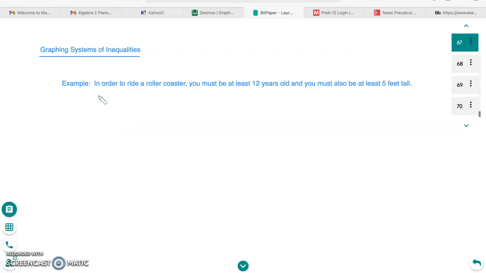Okay, and so a real-life example that's probably pretty easy to understand is this. If you've ever been to an amusement park, you might have seen something like this. In order to ride a roller coaster, you must be at least 12 years old, and you must also be at least 5 feet tall.